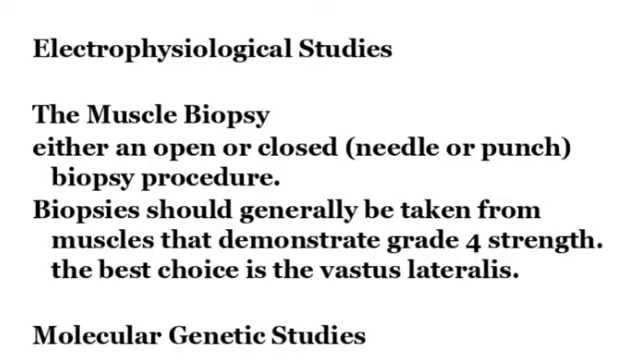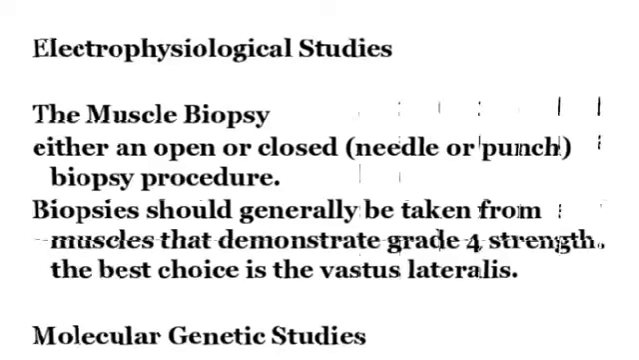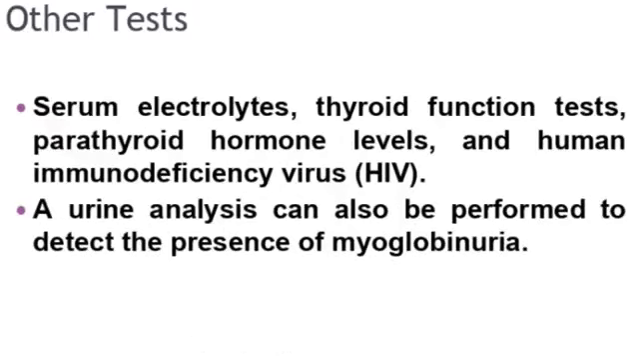Molecular genetic studies. The specific molecular genetic defect is now known for a large number of hereditary myopathies, and the mutations can be identified by peripheral blood DNA analysis. Molecular genetic testing frequently eliminates the need for muscle biopsy, and this technology is also extremely helpful for determining carrier state and for performing prenatal testing. Other tests include serum electrolytes, thyroid function tests, parathyroid hormone levels, and human immunodeficiency virus (HIV) testing, and urine analysis can also be performed to detect the presence of myoglobinuria.